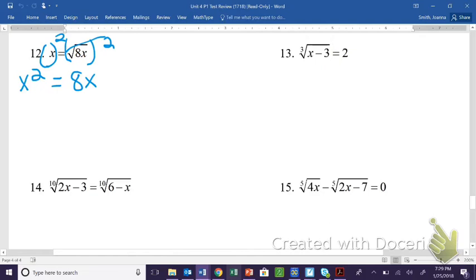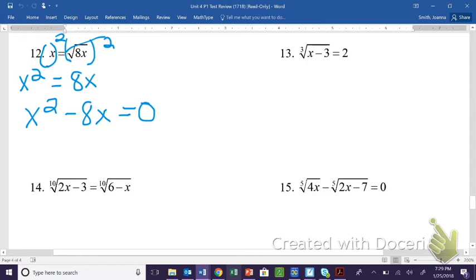You know you have to get a quadratic. Just go for it. Quadratic, you need to set it equal to what? 0. So go ahead and set it equal to 0. X squared minus 8x equals 0. Okay? So now, what I want you to do, once we have this, okay?